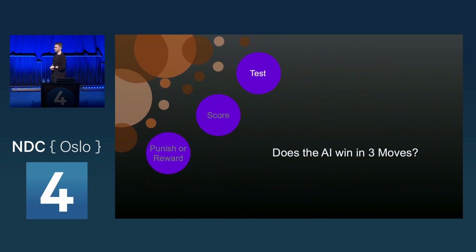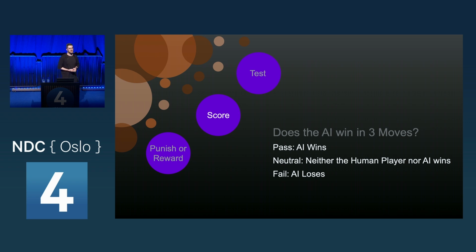So, due to the limited capacity of a lone man's calendar and the sheer number of games of tic-tac-toe, we've reduced the test to, does the AI win in 3 moves? This is equivalent to the logical converse, does the AI lose in 3 moves? But I like to be optimistic. The score has 3 different outcomes. This is because the number of winning games isn't evenly distributed between the total number of games in tic-tac-toe. By that I mean there's far more games in tic-tac-toe that end in neither the player nor the AI winning. So we have pass, the AI wins, neutral, neither the player nor the AI wins, and then fail.